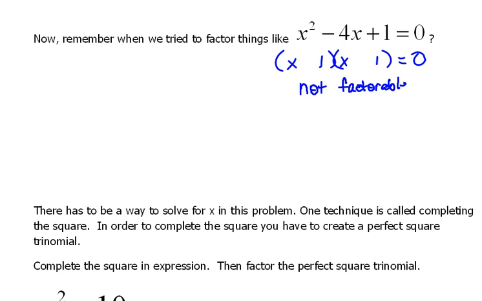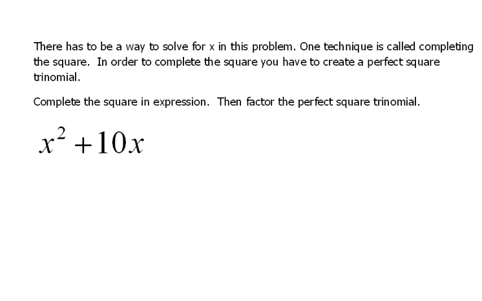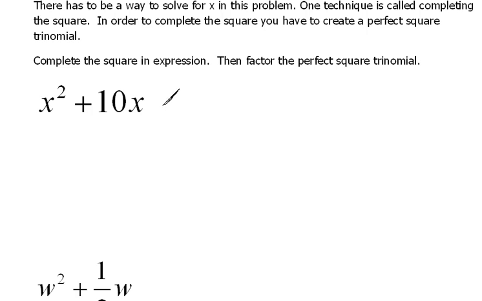But there still has to be a way to solve it, because this is an equation. So there has to be something that we can do here. Okay, well, now we have a new technique that we need to talk about, and that is called completing the square. In order to complete the square, what we have to do is create a perfect square trinomial. So what we're wanting to do is figure out what we have to add to this number so that this becomes a perfect square trinomial.